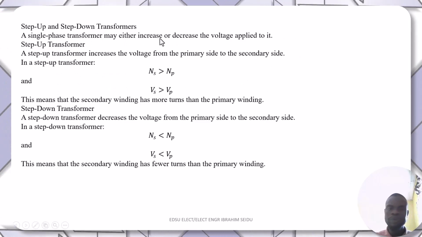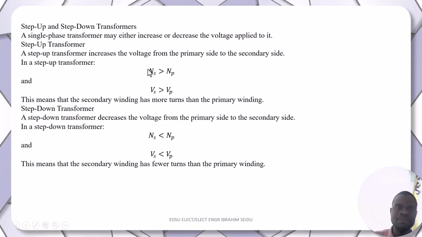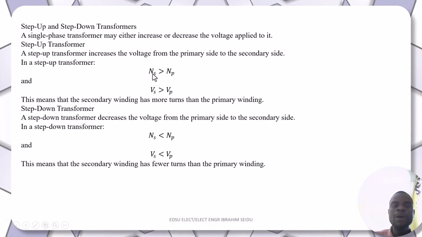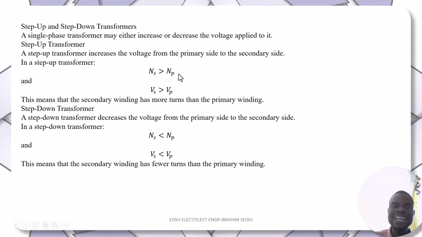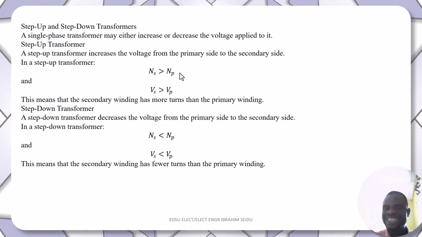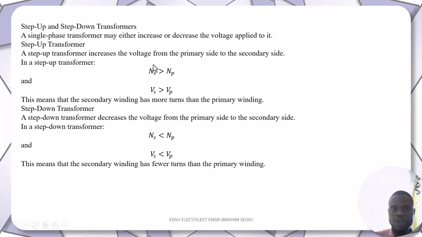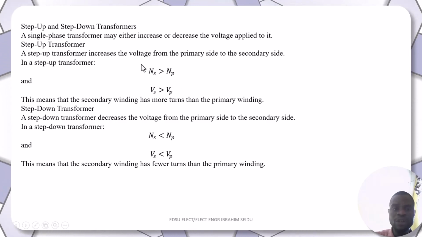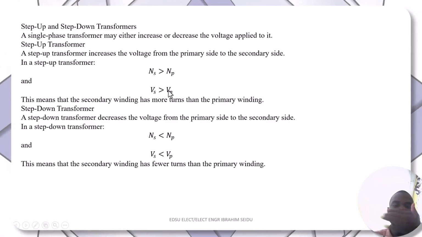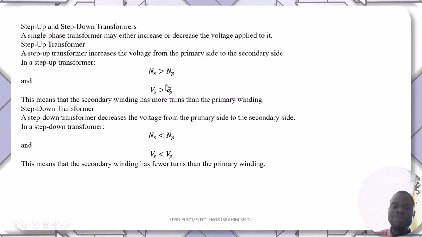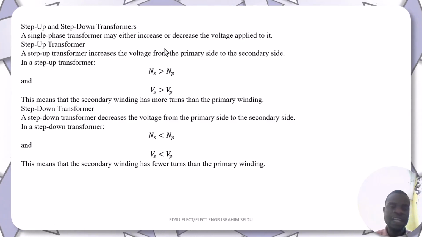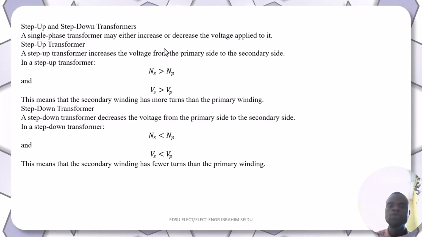Now for a step-up transformer, the number of turns in the secondary winding is greater than in the primary winding. When the number of turns in the secondary side is greater than the number of turns in the primary side, then you call such a transformer a step-up transformer. Since the secondary winding is greater than the primary winding, the secondary voltage will be higher than the primary voltage. So that is why this transformer is called a step-up transformer. You are sending in a particular voltage, it will step it up, it will increase the voltage.